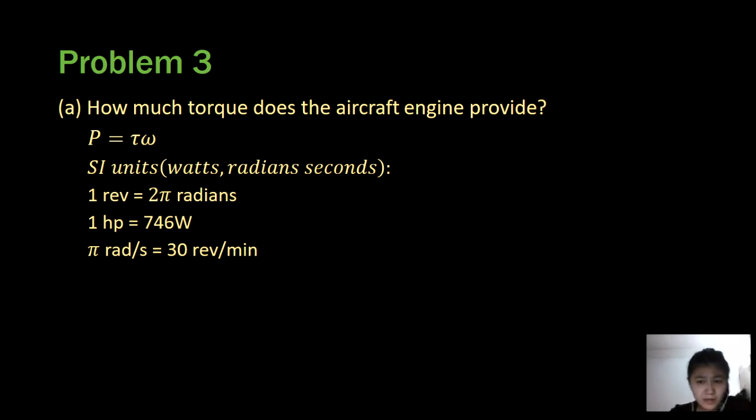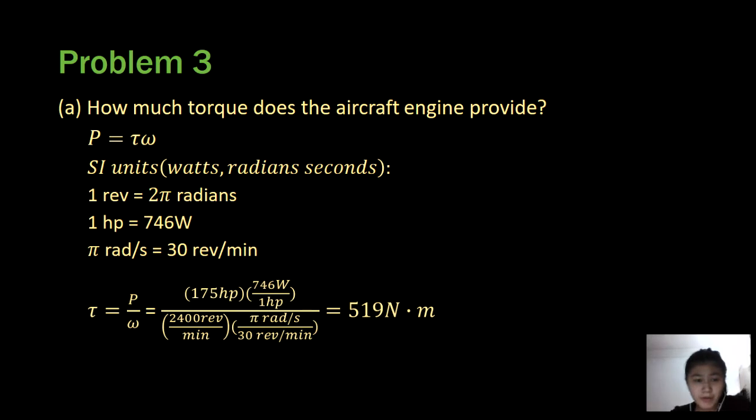With a little bit of algebra, we isolate torque. Torque is equal to power over angular velocity. So 175 horsepower times 746 watts over 1 horsepower, divided by 2,400 revolutions per minute times pi radians per second divided by 30 revolutions per minute. We get the value of the torque as 519 newton meters.